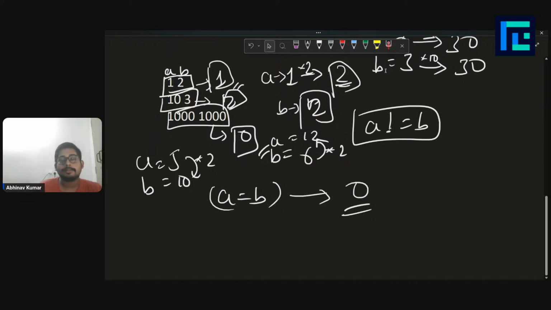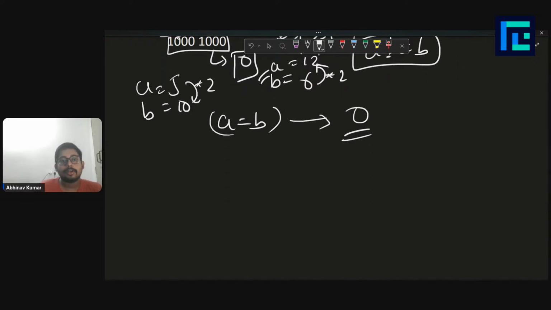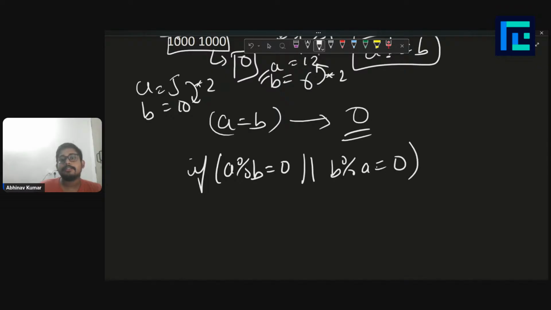That means one of them is a multiple of the other. So if a modulo b is 0, that is, a is a multiple of b, or b modulo a is 0, that means b is a multiple of a. If either of these cases happens, then you can do it in just one operation.